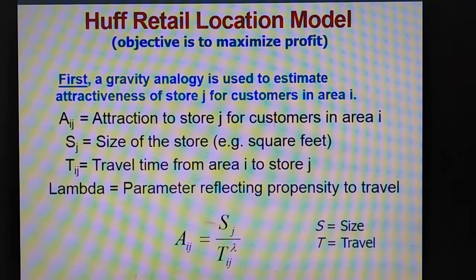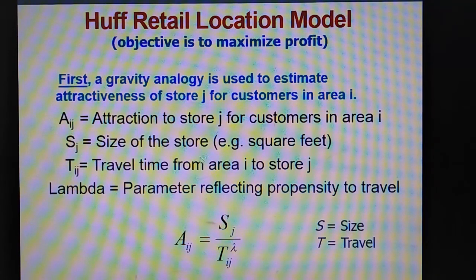Another approach to locating your best service location is proposed by the Huff model. Huff proposes four models to determine the best location to put your service center, for example a supermarket or shopping center. The objective of the Huff retail location model is to maximize your profit. The first rule is that it should follow a gravity comparison used to estimate the attractiveness of store J for customers in area I.